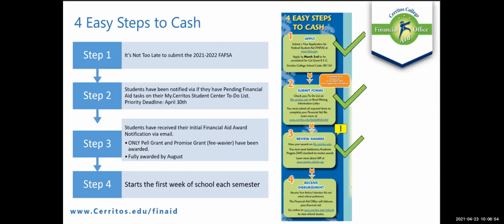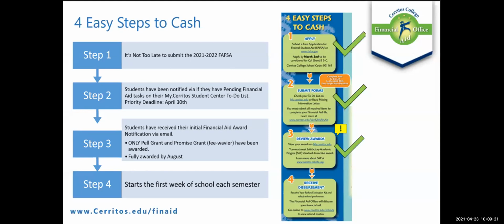Step 3 is where some of our students might be if they've already completed step 2 by submitting forms, or if they weren't required to submit forms. So not everyone has to complete step 2. It's only if you have to-do list items for financial aid. And so if you don't have any to-do list items, you should have received your initial financial aid offer notification that comes via email now.